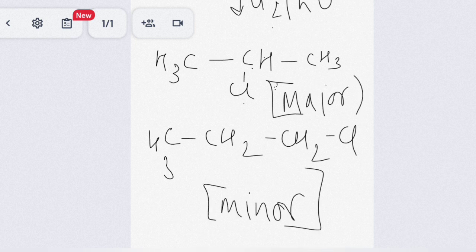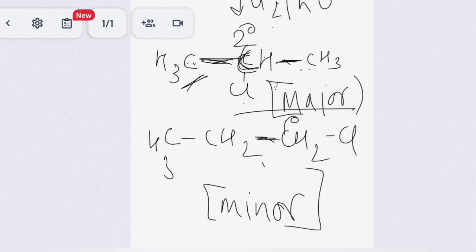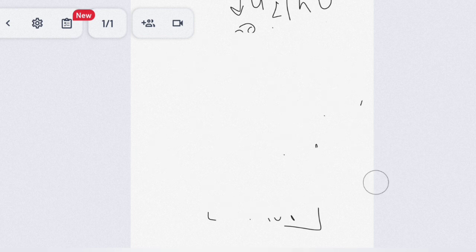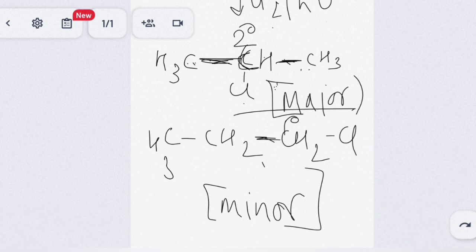One more thing you can do is this: the one which is substituted with more carbons, more alkyl groups, will be the major one, and the one substituted with fewer alkyl groups will be the minor one. This is a 1 degree and this is a 2 degree halide, because this C is attached to 2 carbon atoms and this C is attached to only 1 carbon atom. So 1 degree will be minor and 2 degree will be major. You can understand it with this also, or you can use Markovnikov's rule. Both are good to go.